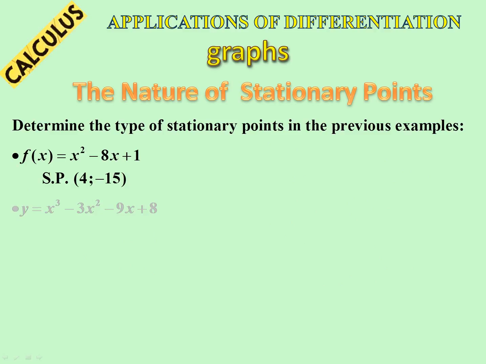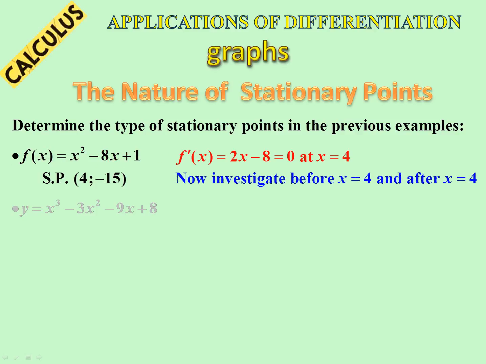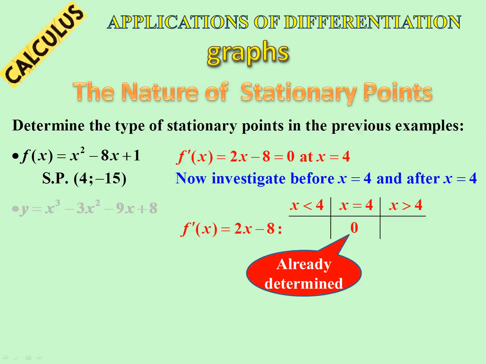Right, let's have a look at these now. So, this is the one we did before. We now going to investigate before and after 4, because we know it's stationary at 4. The derivative is equal to 0. So we draw up a table. Before 4, 4, after 4. We know it's 0 there, because we found 4 from putting it equal to 0. If we substitute 4 back in there, we get 0.